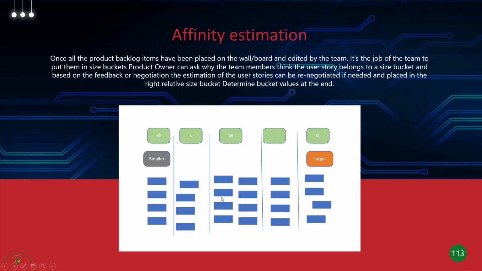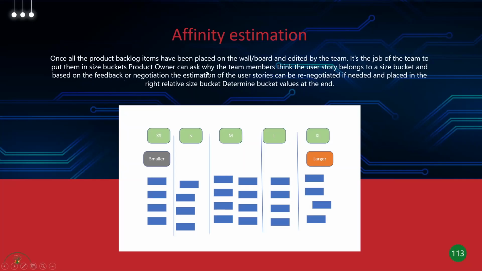All right. So it kind of looks something like this. You have extra small, small, medium, large, extra large. So basically, you put the stories in sticky notes in the small, medium, extra small, large, extra large sections. So again, the team basically has put them in size buckets.